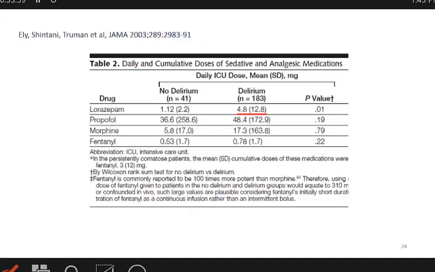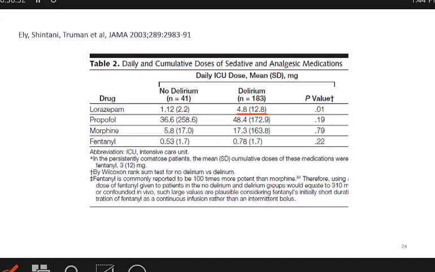And so when you look at the data, this is different data, but anyway. I don't want to go beyond the animation part, but this is a table two from the same paper. What we want to see is if there is an association between use of a drug, dose of drug, and incidence of delirium. Here is the dose of each drug used within 24 hours before delirium assessment. There is a 4.8 milligram mean dose of lorazepam used for patients who had delirium. So this is the daily average of lorazepam.